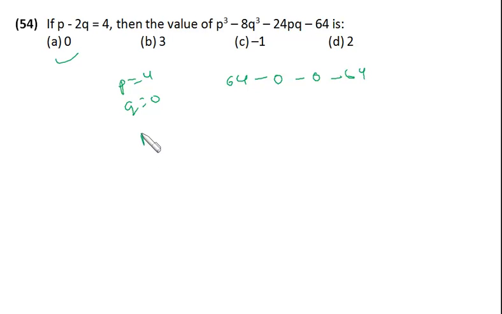Suppose you take p as 2. So if p is 2, 2 minus 2q will be 2, then q will be minus 1. Right? Now put the value of p and q over here. So p cube, that is 8 minus 8q cube. Q cube will be minus 1 cube, that will be minus 1. Minus 1 into minus 8, that will be plus 8. Then it is minus 24 pq. pq will be minus 2. So minus 2 into minus 24 is plus 48, minus 64. So 48 plus 8 plus 8, 64 minus 64. Still you are getting 0, right? So the problem becomes very simple if you go this way. Okay.